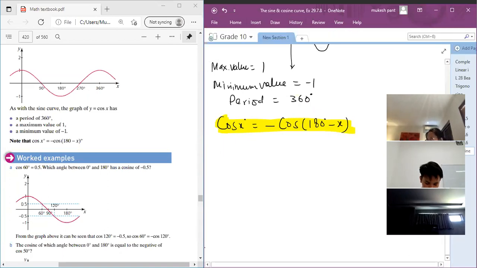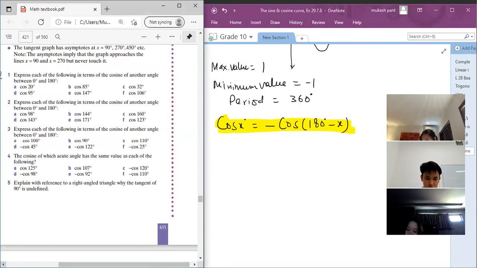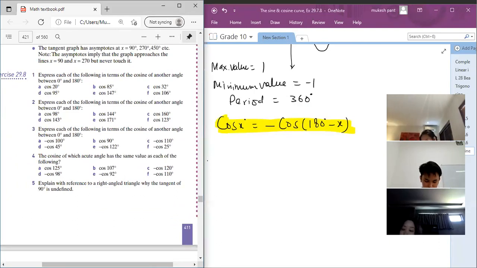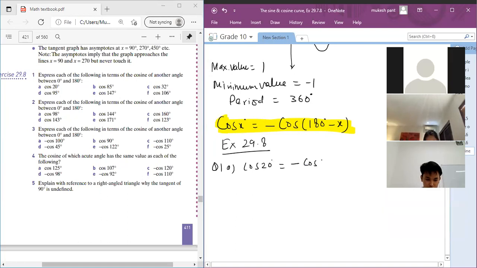Okay, so now we move to the exercise. Exercise 29.8, question number 1A. We have cos 20 degrees, so I will write minus cos (180 minus 20), so minus cos 160 degrees. And you guys try question number 1E: cos 147.